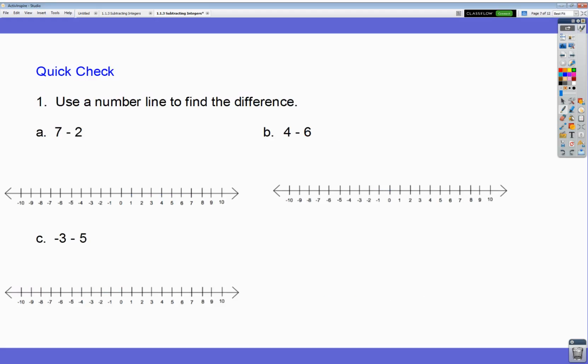For the quick check, you're going to do these on your own, so pause the video and then come back and check your answers.